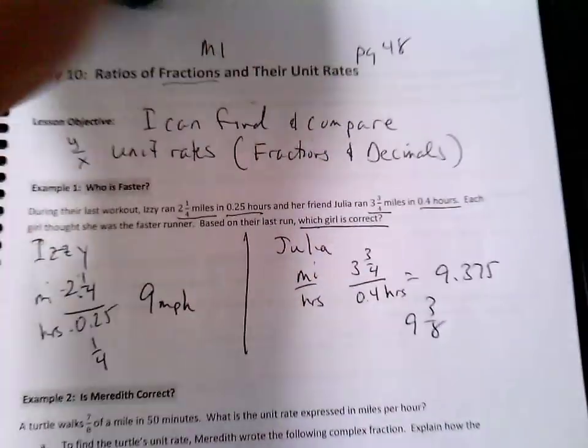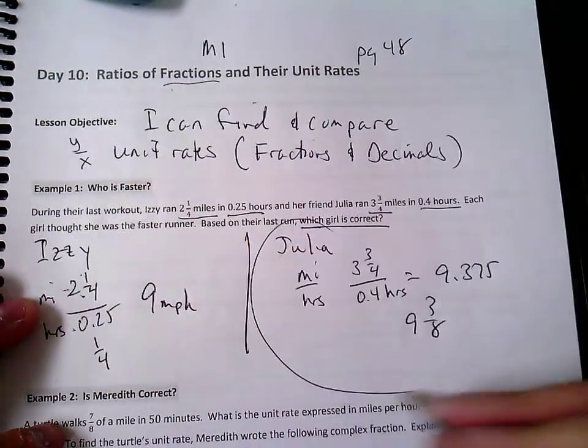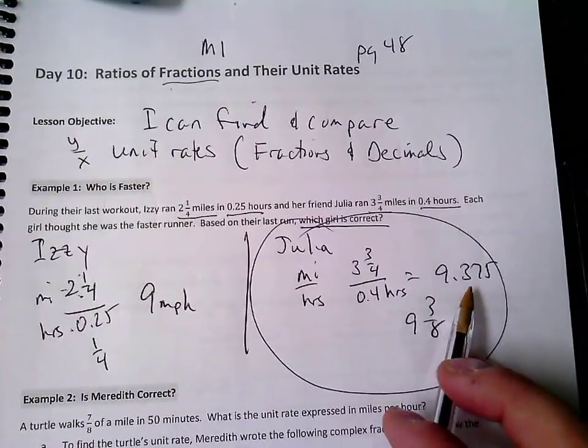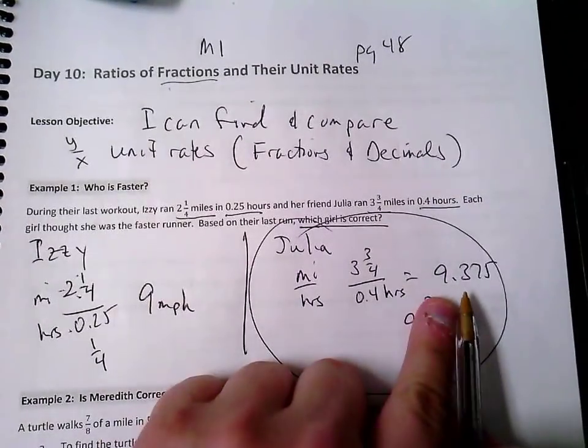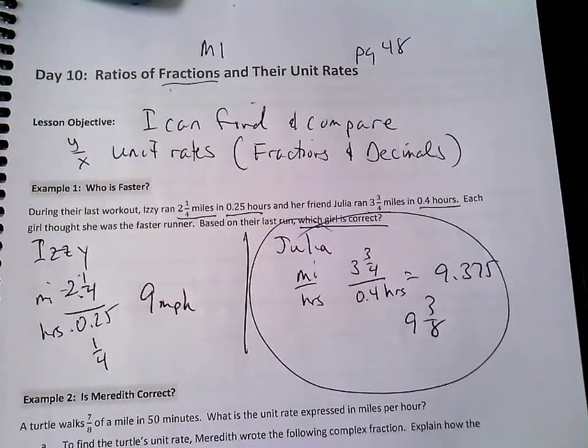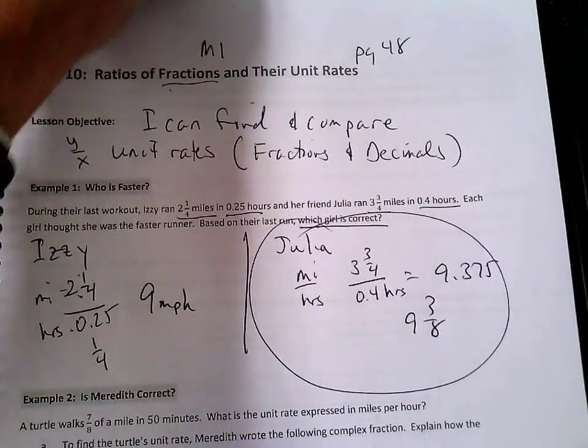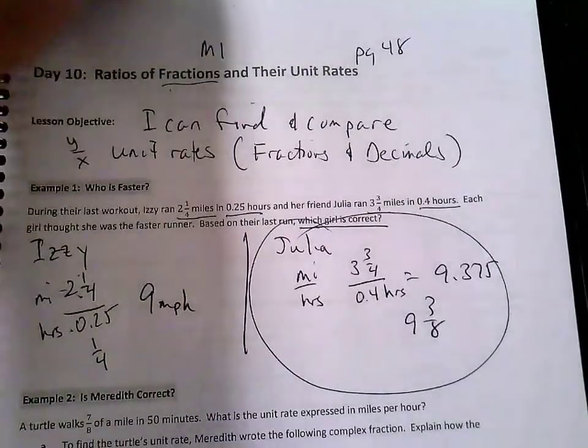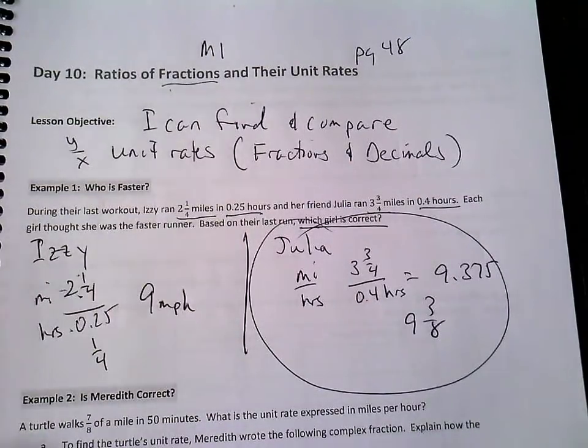Okay? So the girl that runs faster would be Julia, because 9.375 is faster. So think of a treadmill, for instance. If you're on a treadmill going 9.375 versus on a treadmill going 9. Okay? So Julia was correct. And that's all we're really doing, nothing's changed. It's just fractions and decimals. All right, so here's example number 2.